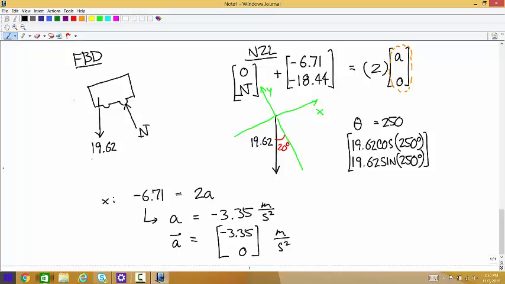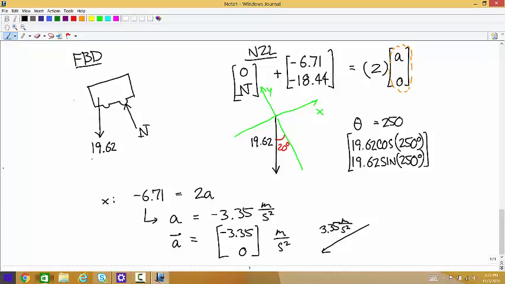So which way is that? Is that up the ramp or down the ramp? Yep. So 3.35 meters per second squared down the ramp. If the object at the time that this is happening is moving down the ramp, is it speeding up or slowing down? Speeding up if they're in the same direction. And if the object's moving up the ramp, then it's slowing down.